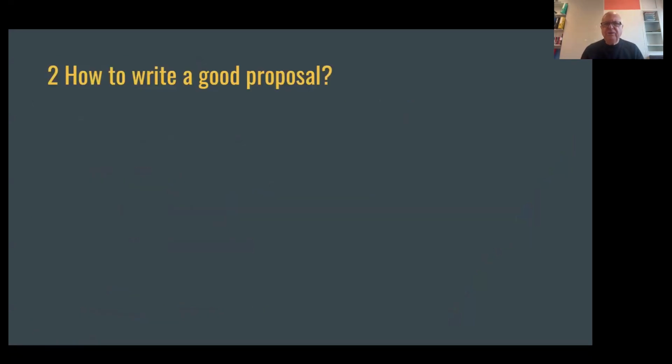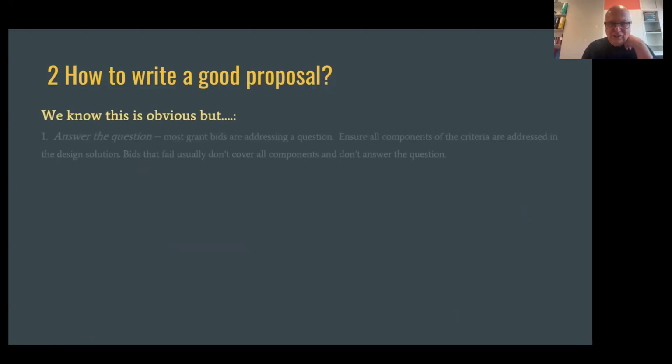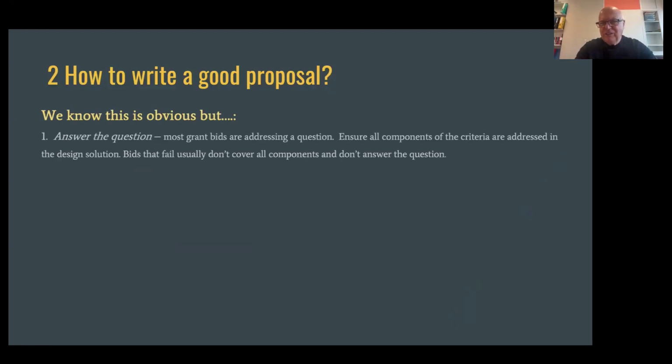So how do you write a good proposal? How do we make sure that what we're putting in really hits the spot? Now, I'm sure you know all this, but just to remind you, the first thing is to answer the question. Most grant applications will say, we're interested in this area. What is it you can offer us? The question they're asking is, our criteria, what we're interested in. How will you respond to this?